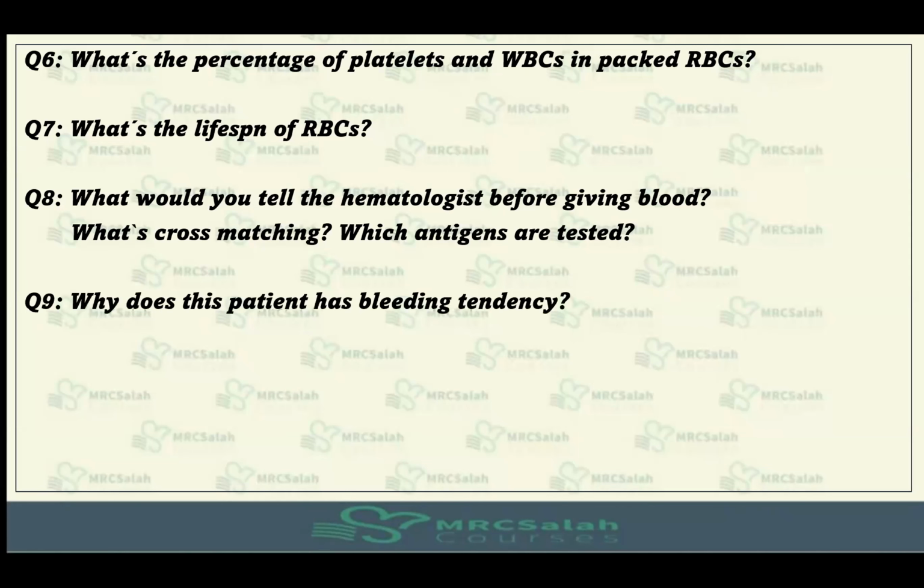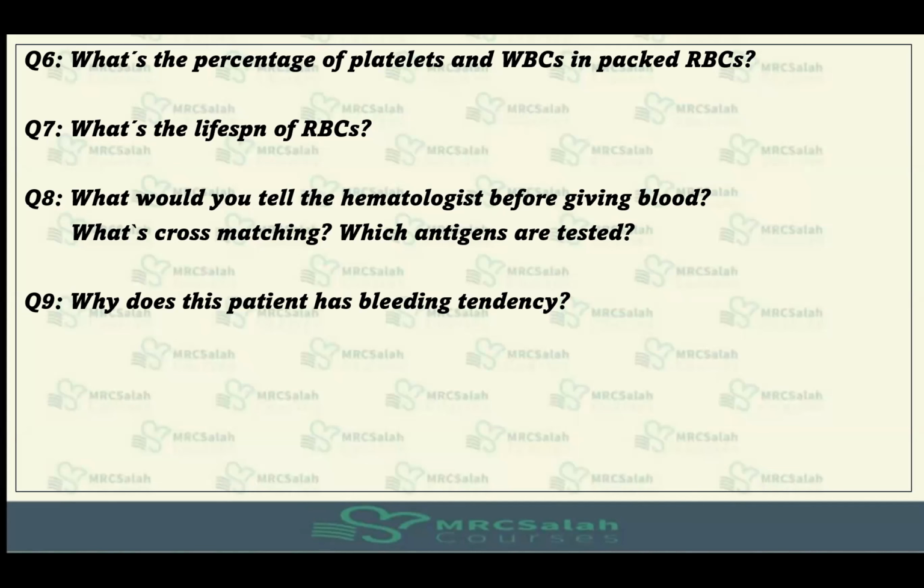Okay, so why does this patient have a bleeding tendency in the first place? Because they have a cirrhotic liver that will affect the vitamin K dependent synthesis of coagulation factors 10, 9, 7, and 2. Yes. Okay, and he also has DIC. Yes, of course.